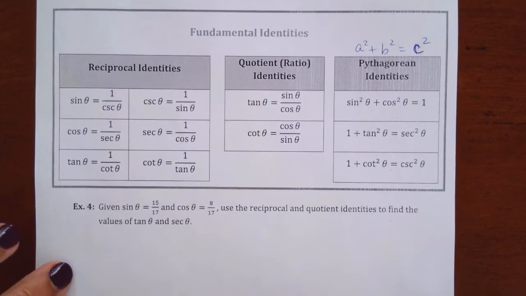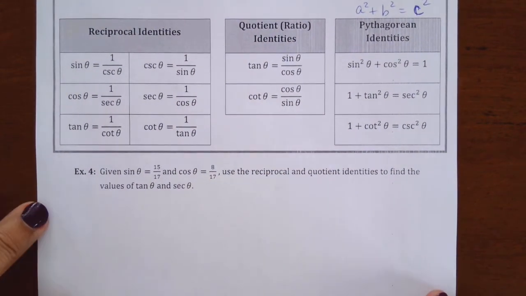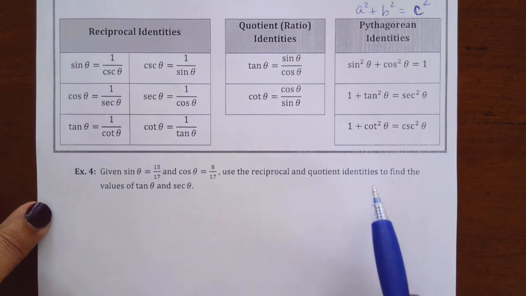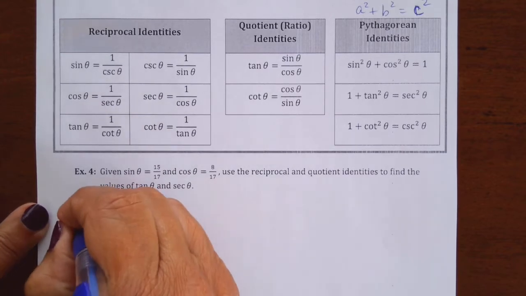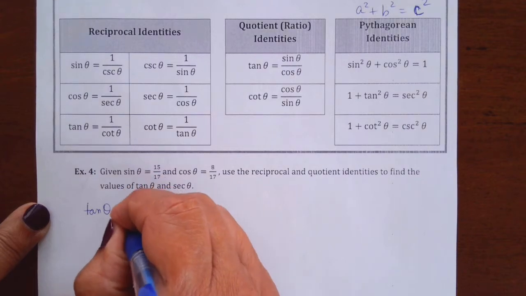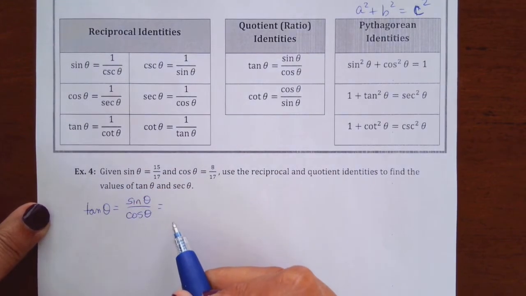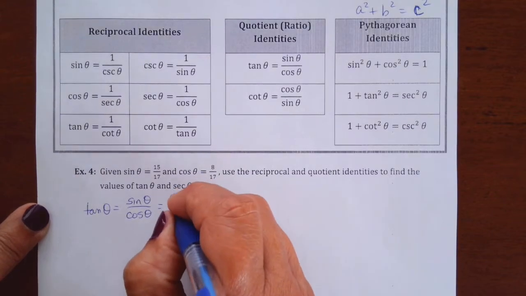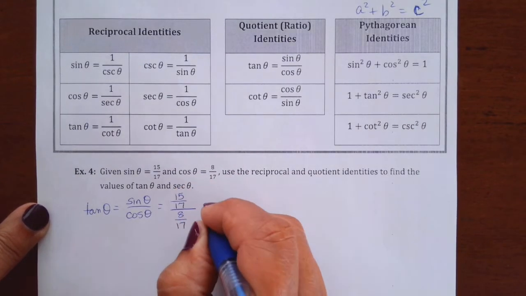All right, so we're going to use those and answer some of these questions. So example 4 says, given that the sine of theta is 15/17 and the cosine of theta is 8/17, use the reciprocal and quotient identities to find the values of tangent and secant. All right, so first let's look at the tangent. Since I know that the tangent is sine over cosine, and I already have those values, I can just find the tangent. So the sine is 15/17, and the cosine was 8/17, okay?